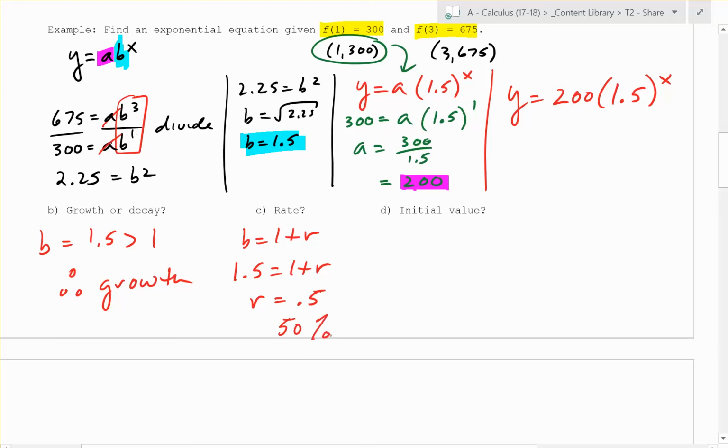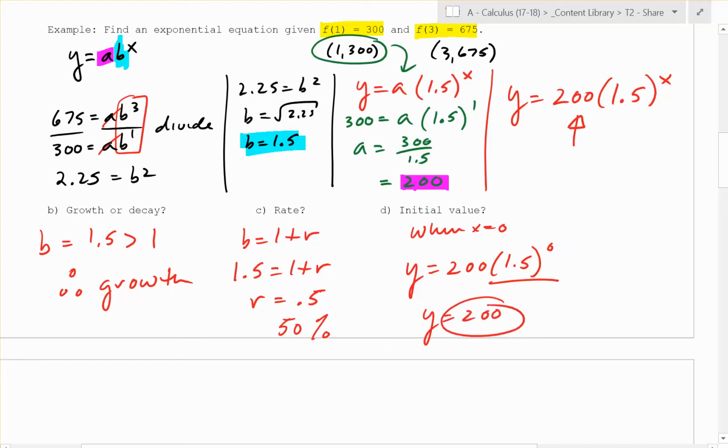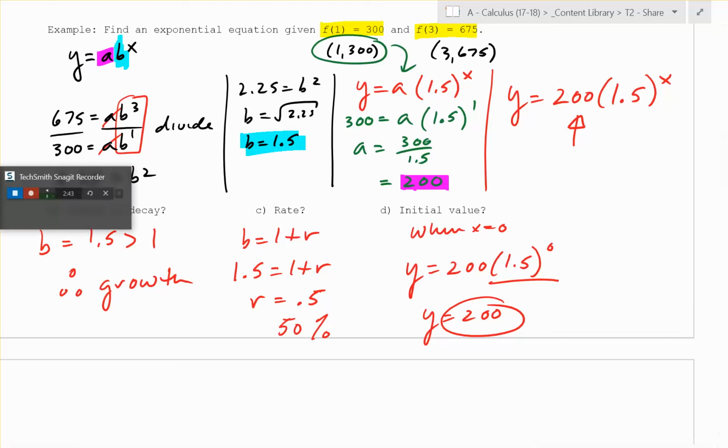And what's the initial value? Well, the initial value is the value of y when x is 0. So what happens when x is 0? Well, it's always going to be the leading coefficient right there. And you can see that because y equals 200 times 1.5 to the 0 power. 1.5 to the 0 is 1. So you have y equals 200. So our initial value is going to be 200, which is the coefficient out front.